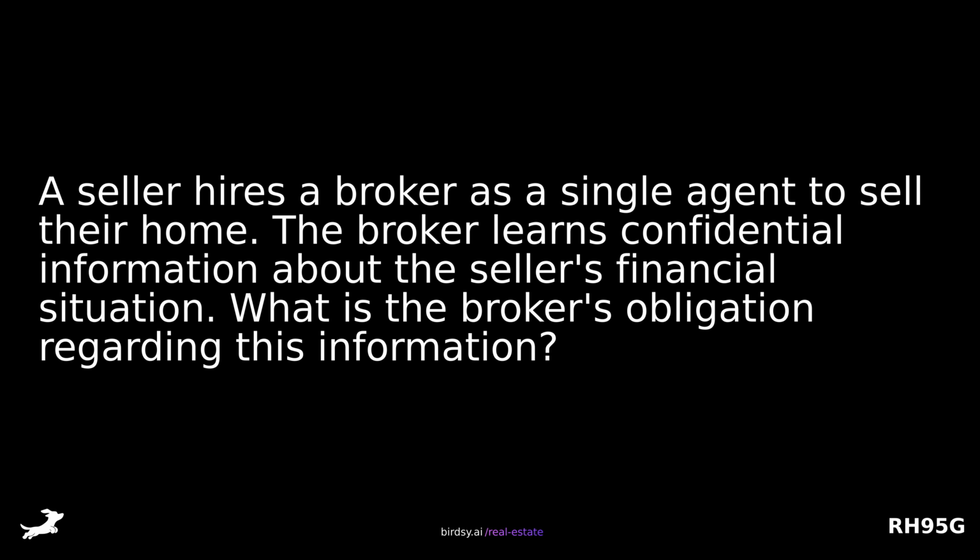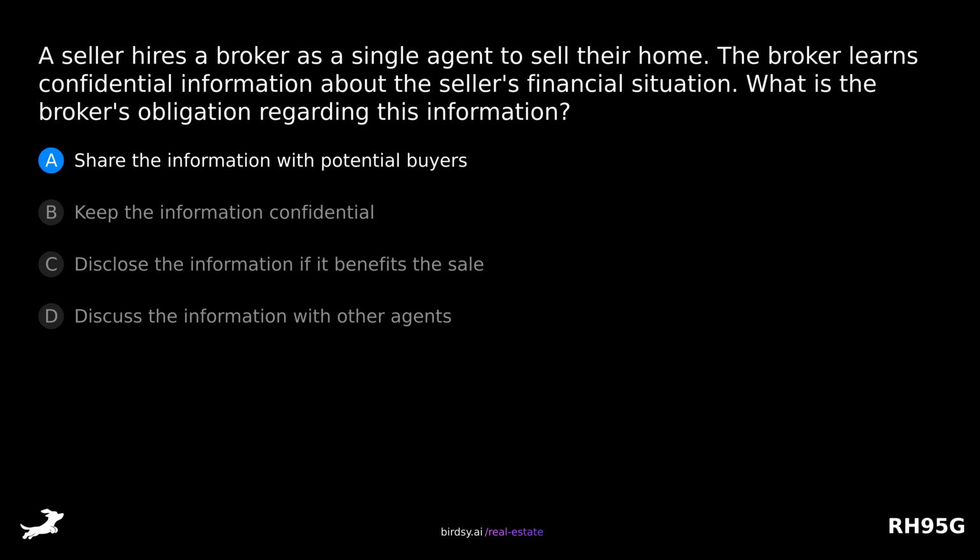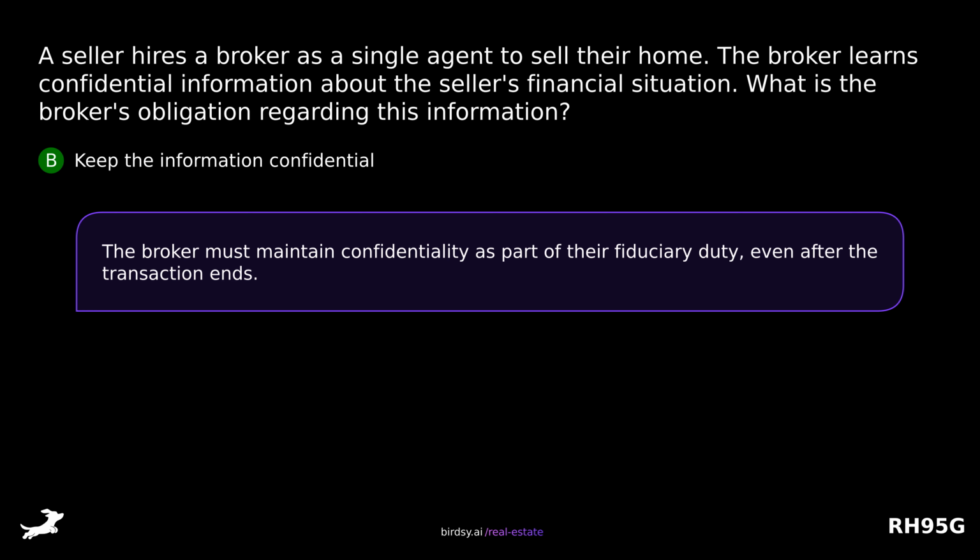A seller hires a broker as a single agent to sell their home. The broker learns confidential information about the seller's financial situation. What is the broker's obligation regarding this information? Is it A. Share the information with potential buyers? B. Keep the information confidential? C. Disclose the information if it benefits the sale? Or D. Discuss the information with other agents? The answer is B. Keep the information confidential. The broker must maintain confidentiality as part of their fiduciary duty, even after the transaction ends.